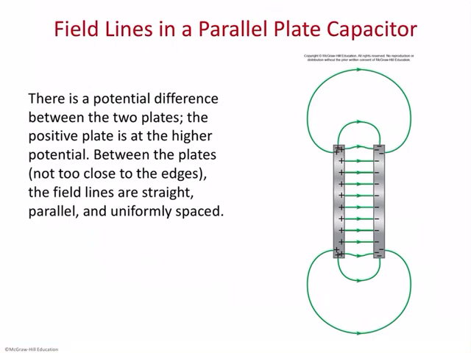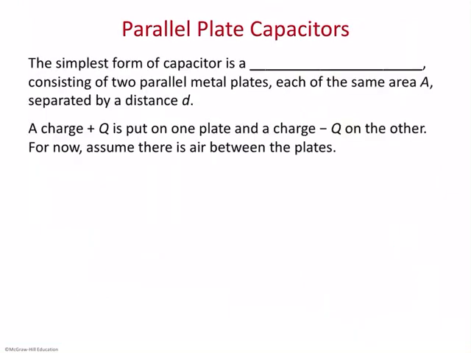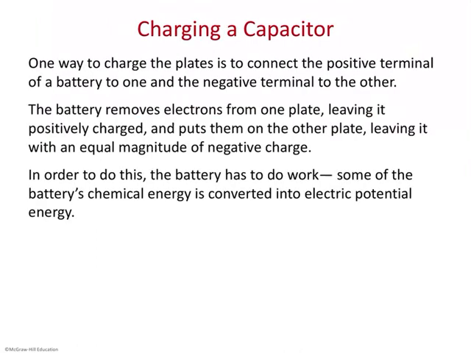Okay, and field lines in a parallel plate capacitor. If they refer to a parallel plate capacitor, they're talking about two different plates, one positively charged, one negatively charged. It's showing you the electric field between the two charges. That's the simplest form of a capacitor, a parallel plate capacitor. And they're the simplest to understand because they have pretty much the same area, and they're separated by a distance, so we can calculate them pretty easily.